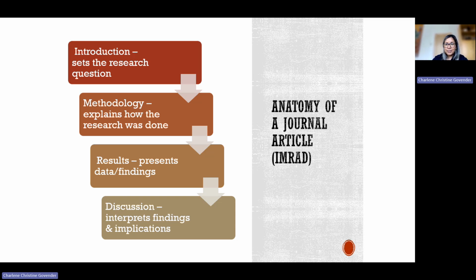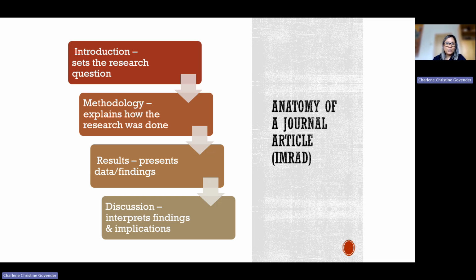The next one is the results. The results section is going to represent the data, often in charts, tables, or graphs, while the last part, the discussion, interprets what the results mean and how they fit into the bigger picture. So that's essentially what you would be looking out for when you are reading.